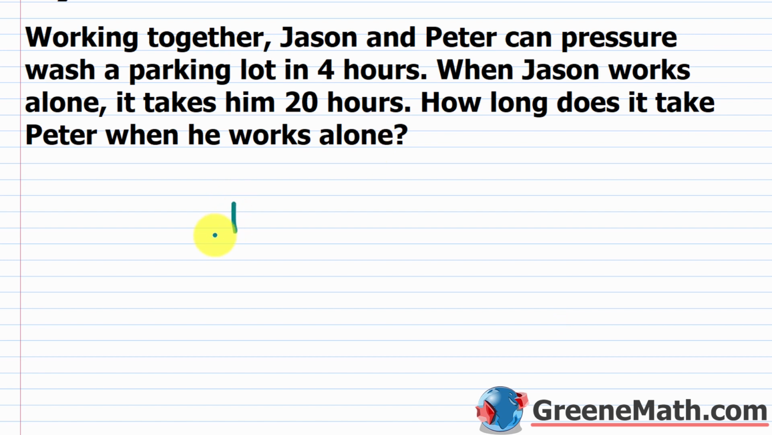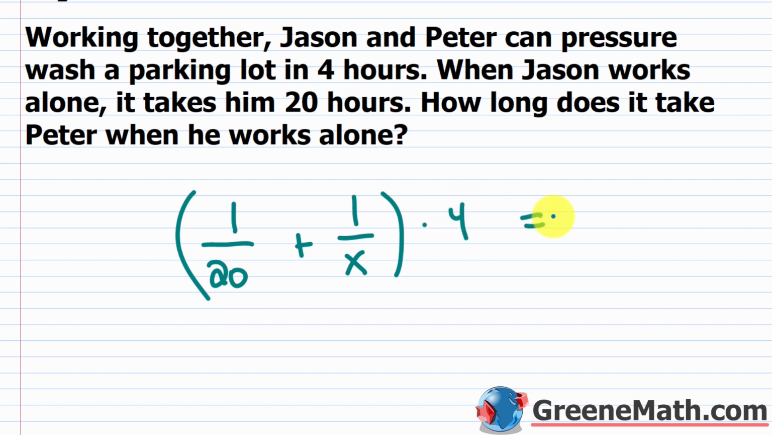So in an hour, he's done 1 over 20 of the job. Then plus, for Peter, we don't know. But if we had a certain number of hours, let's just say it was X hours, something like 15 hours or 30 hours or whatever it is, let's just say X hours. Well, then in an hour, it's 1 over whatever that is, so 1 over X. Now, when I sum these two amounts together, I get the amount of work that they both do together in an hour. Now, if I multiply that by the number of hours it takes to complete the job, which it tells us here is 4 hours, I should get 1 completed job. So there's my equation. It's not that bad.